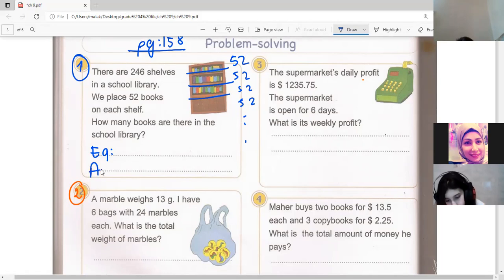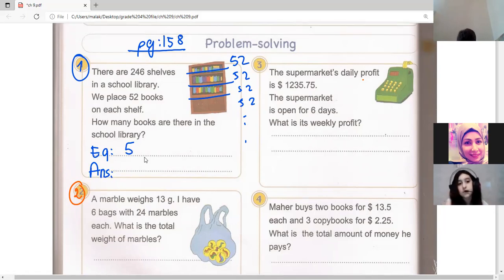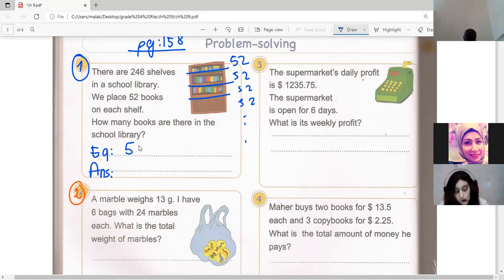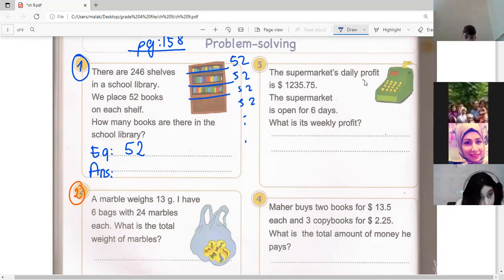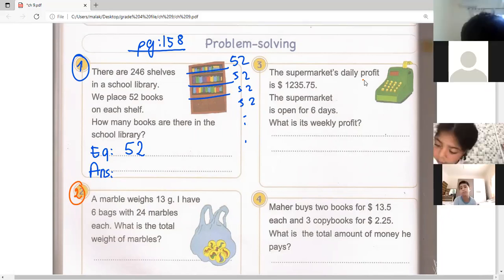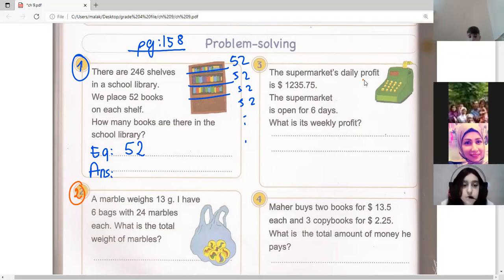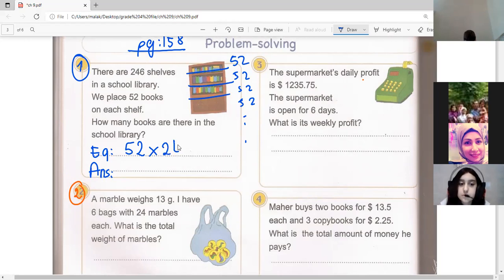52 plus 52 plus 52, we won't finish like this, Jawad. So what shall I do instead of adding this number several times? We can do 52 times 246. Bravo. So we multiply them because we are repeating the same number several times. So we multiply 52 by the number of shelves, which is 246.